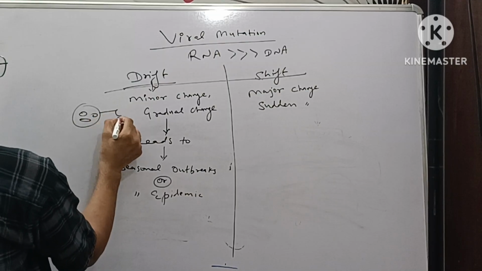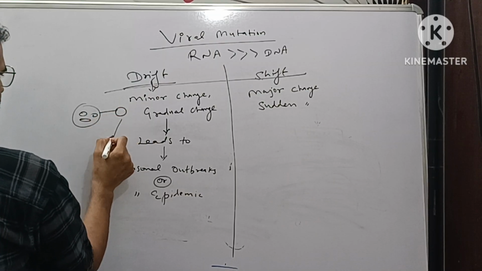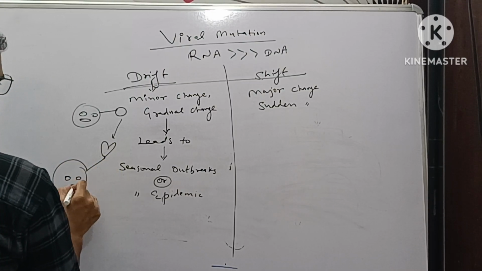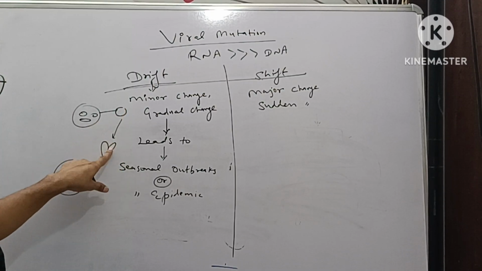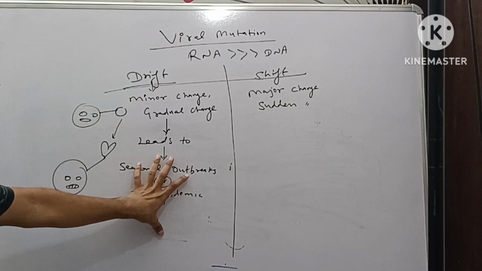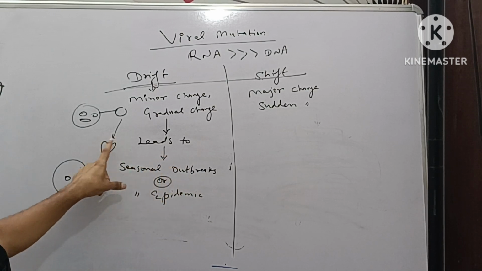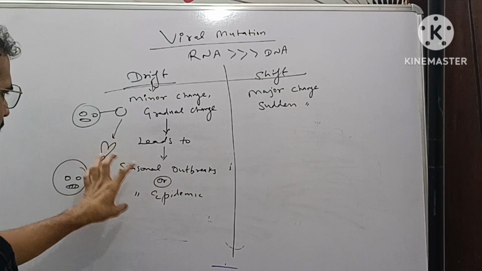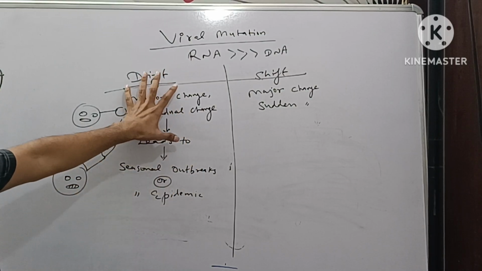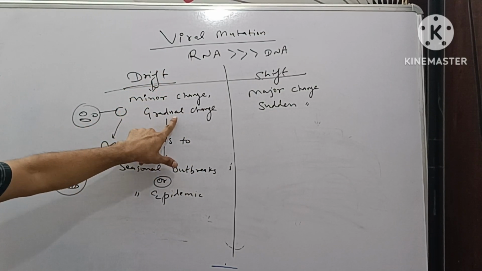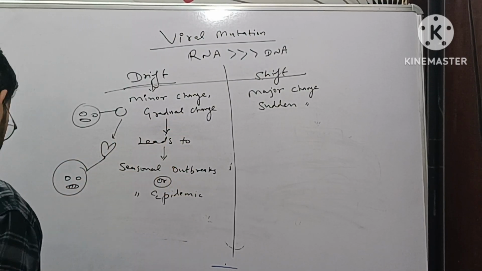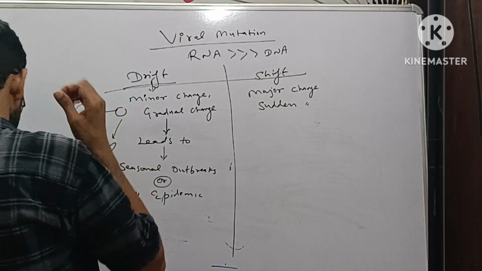Where is the change? It is in the hemagglutinin, which becomes heart shaped. The hemagglutinin surface glycoprotein changes, and the previous antibodies from previous exposure are no longer able to neutralize it. So this leads to seasonal outbreaks of influenza viruses because of genetic drift, which is a minor, gradual change. It occurs every 2 to 3 years.